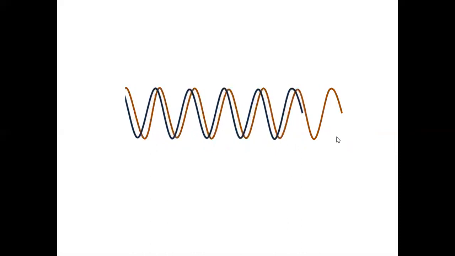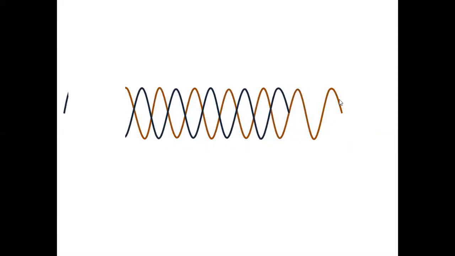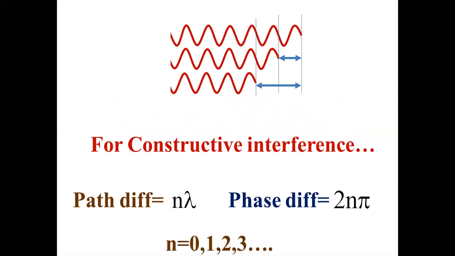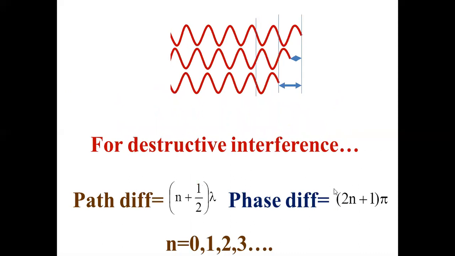What is the next one? Next one is this one. Again, this is 1.5 lambda, right? What about phase difference? 3 pi, odd pi. Next one I have not shown here. Next one is 5 pi, right? So here, n equal 0, half lambda. n equal 1, 3 lambda by 2, 1.5 lambda. n equal 2, 5 lambda by 2, 2.5 lambda. Phase, odd pi's. n equal 0, 1 pi. n equal 1, 3 pi. n equal 2, 5 pi. So that is how it goes.